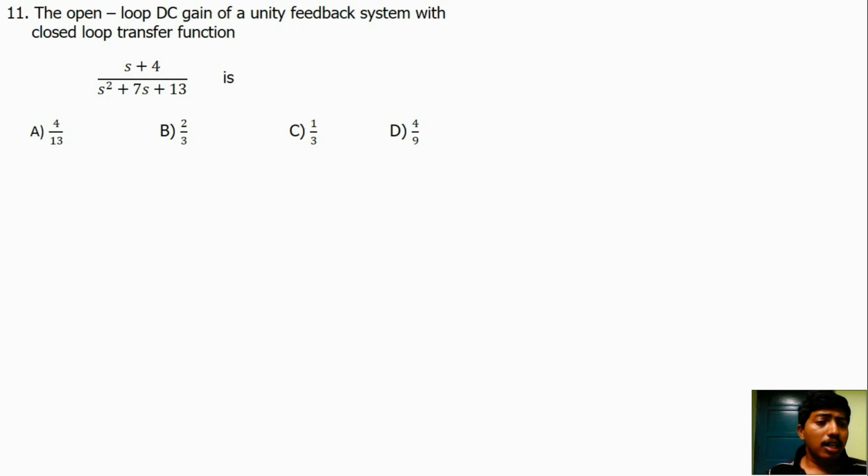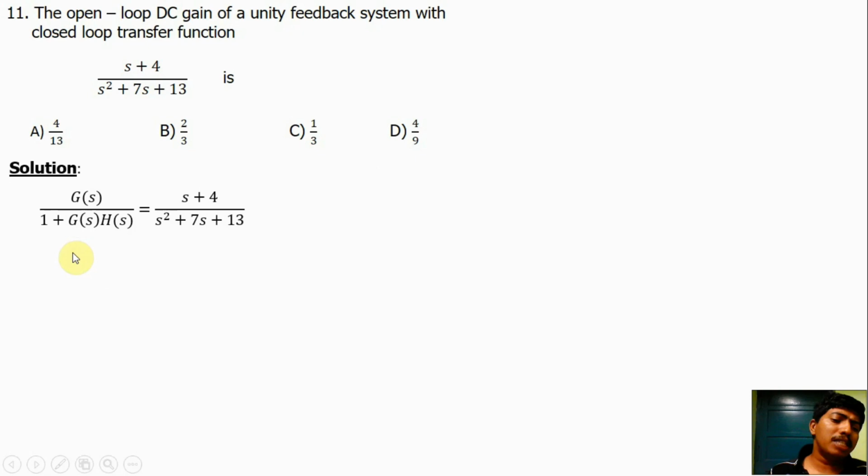Here the closed loop transfer function is given. Unity feedback is given. We have to find the open loop DC gain. So G of s by 1 plus G of s H of s, maybe as negative feedback. So G of s by 1 plus G of s H of s is given: s plus 4 by s square plus 7s plus 13. We have to find the open loop DC gain.